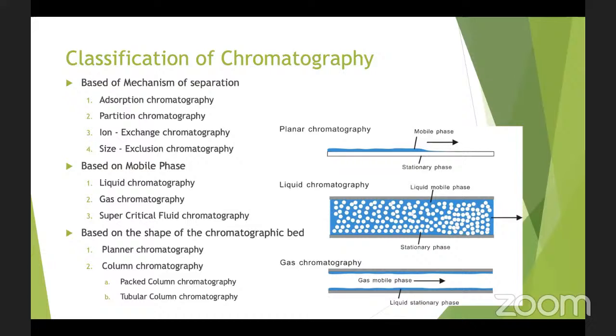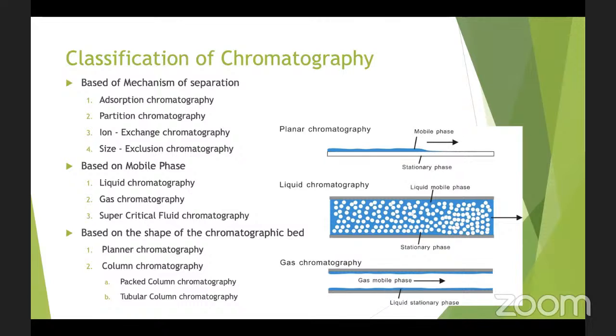Then the second one is gas chromatography. So in gas chromatography, the mobile phase that is used is gas. And here the example is GC, gas chromatography.